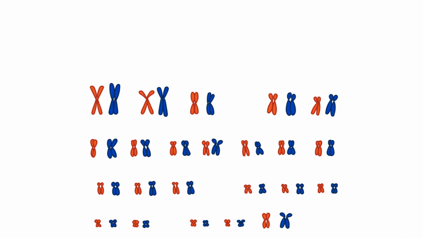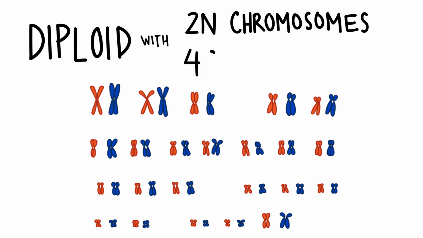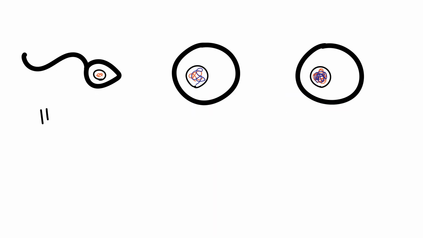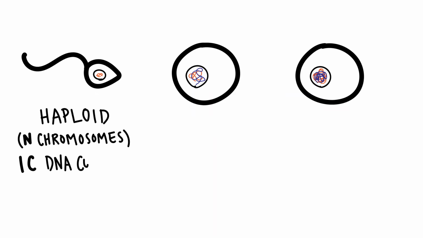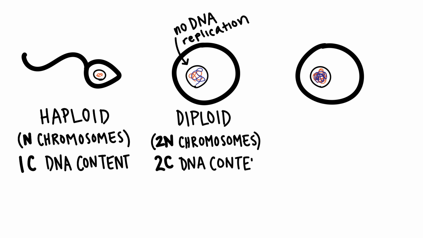Instead, you can describe this cell as diploid with 2n chromosomes and 4C DNA content. The C value stands for constant, the genome size or amount of DNA that is characteristic of a particular haploid cell. As such, a haploid cell will have 1C DNA content, and a diploid cell that hasn't undergone DNA replication will have 2C DNA content.